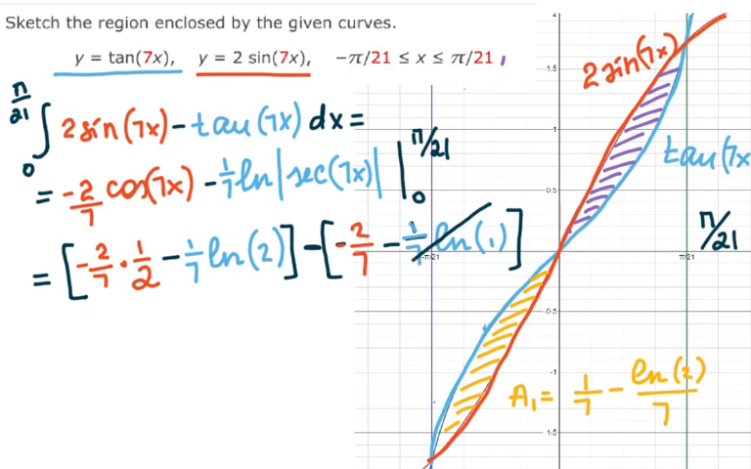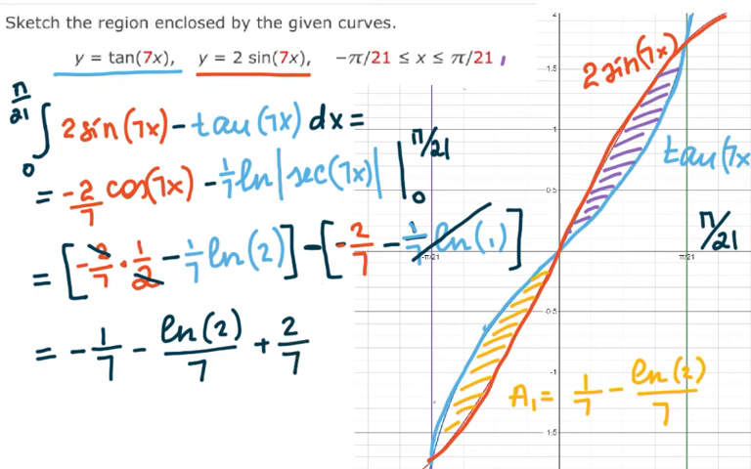And now my final terms will have this and this cancels. I have negative 1 over 7 minus natural logarithm of 2 over 7 and then plus 2 over 7. So the purple function, or area 2, is going to be equal to 1 over 7 minus the natural logarithm of 2 over 7. And because these two areas are the same, they should be equal to each other, and you see that they are equal to each other.